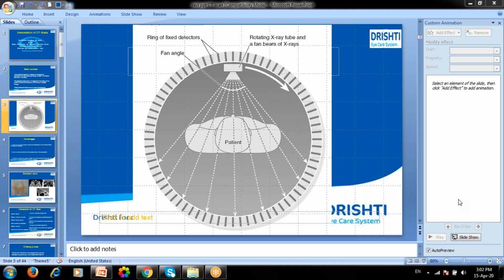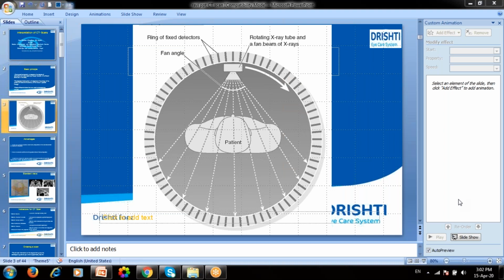Yes, Kapil, the frequency of CT scan, sir. Means how frequently the CT scan has to be done, is this the question? Yes, sir. Okay, this is a very good question. How frequently the CT scan has to be done?